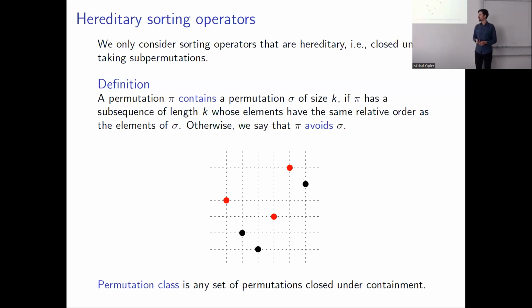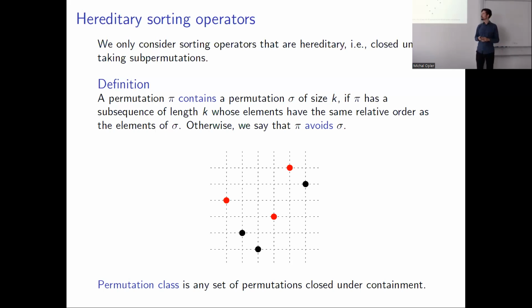Sorry, can I ask you something? Yeah. They're all on different sizes of sets. So pi is on a set different from sigma. Yeah, pi is of length n, and sigma is of length k. Right, the n probably should be there as well.